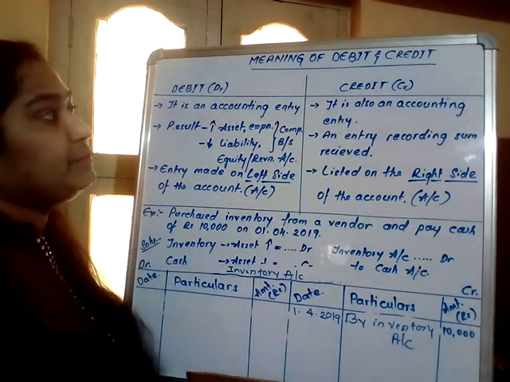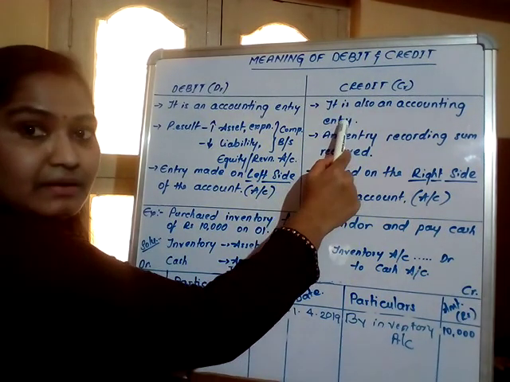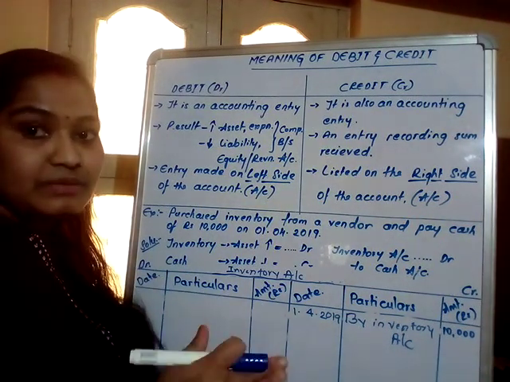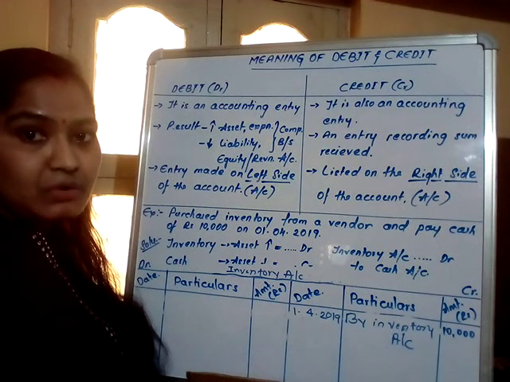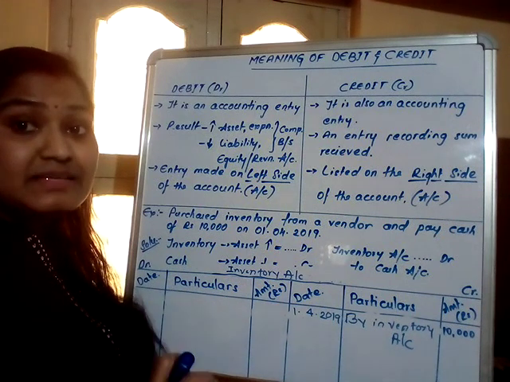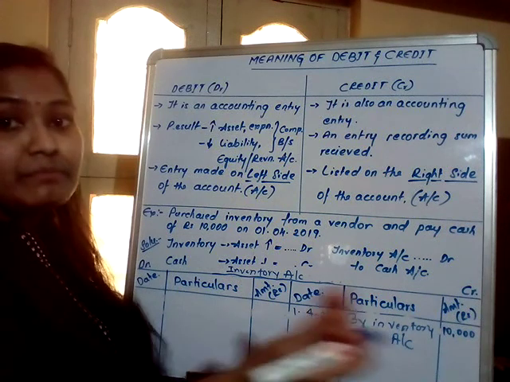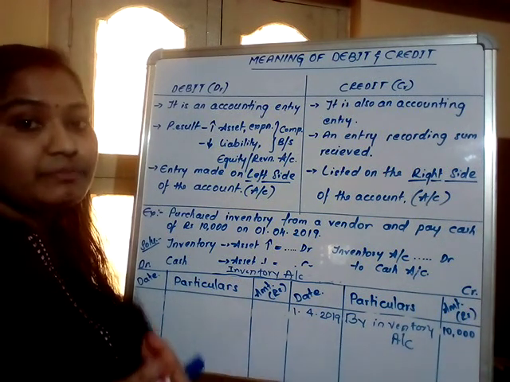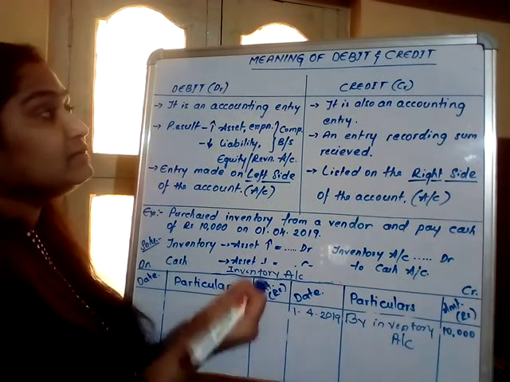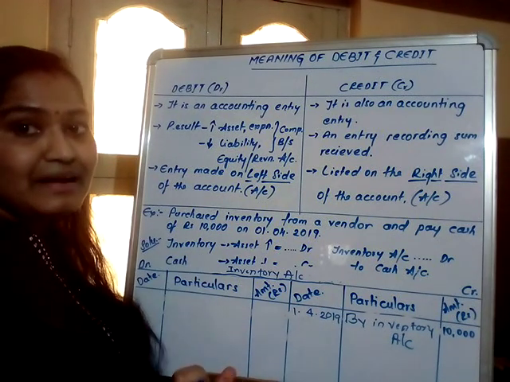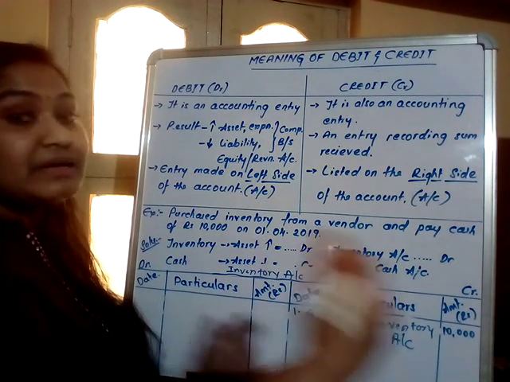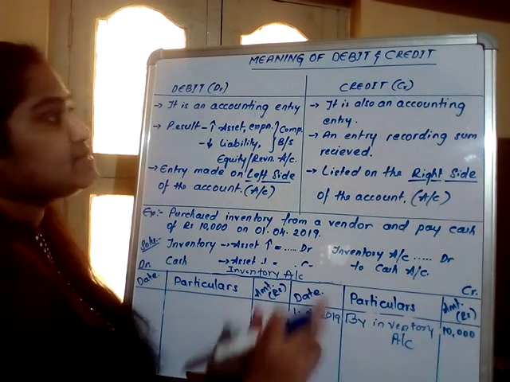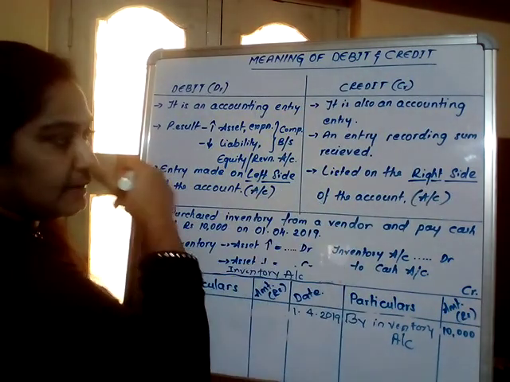Once again I am repeating, credit is also an accounting transaction and it is posted on the right side of the accounts. It appears when the company is receiving some amount of money. In that case, the transaction is considered a credited item. It should be written on the credit side, I mean to say the right side of the accounts. This is related to the concept of credit.